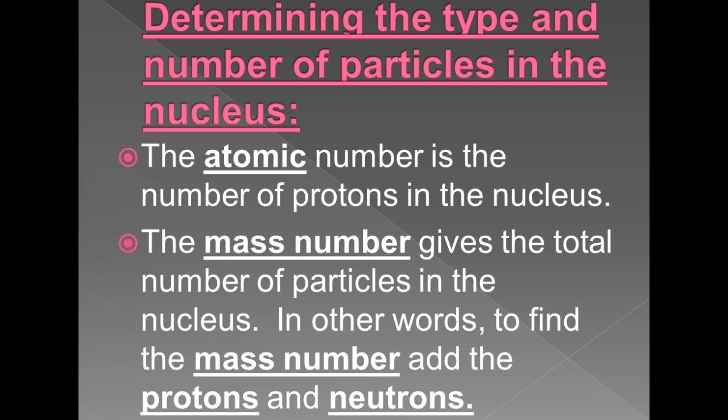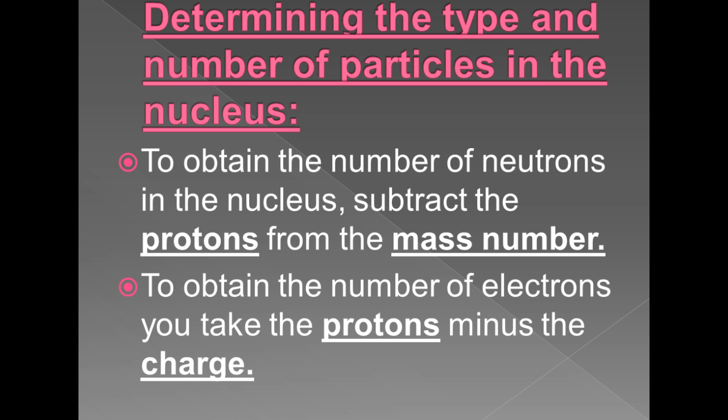The mass number gives you the number of particles in the nucleus. In other words, the mass number gives you protons plus neutrons. So you can rearrange that formula to figure out any of those. If you're given the mass number and protons, you can subtract to get the neutrons. If you're given the mass number and neutrons, you can subtract to get protons. So to obtain the number of neutrons in the nucleus, subtract the protons from the mass number.